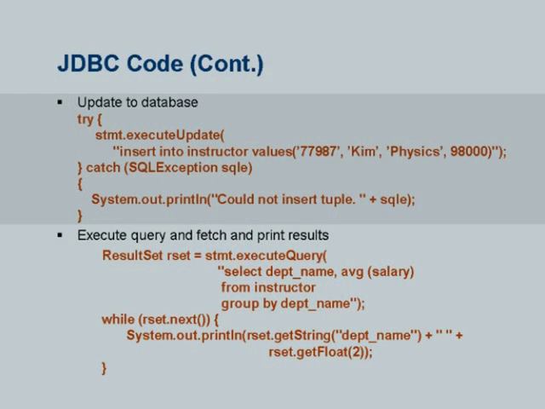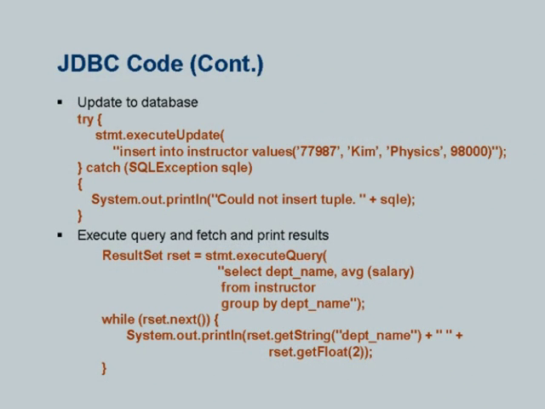Maybe there was a constraint on salary which does not allow 98,000 as salary, perhaps it is rejected. Maybe the physics department does not exist, it is a foreign key violation, it is rejected. So many possible reasons are there, and when I print this here, the SQLException will actually contain a specific message saying what went wrong. So that is important.